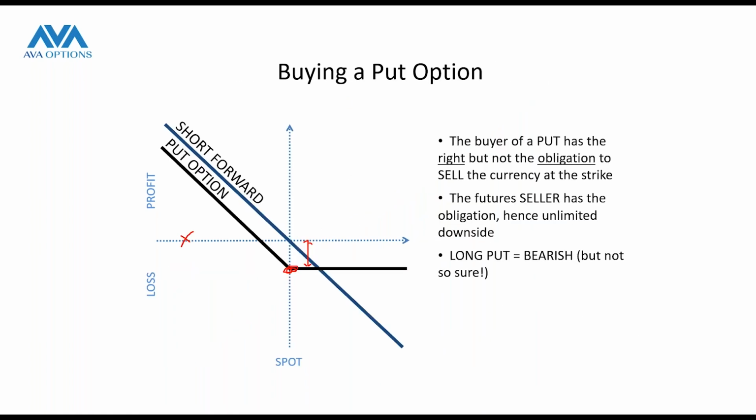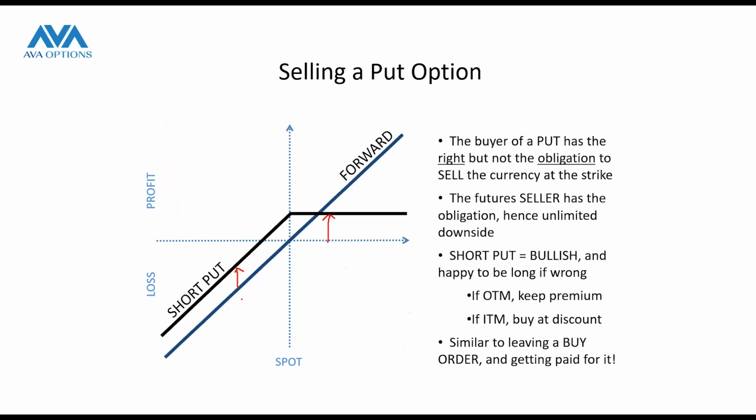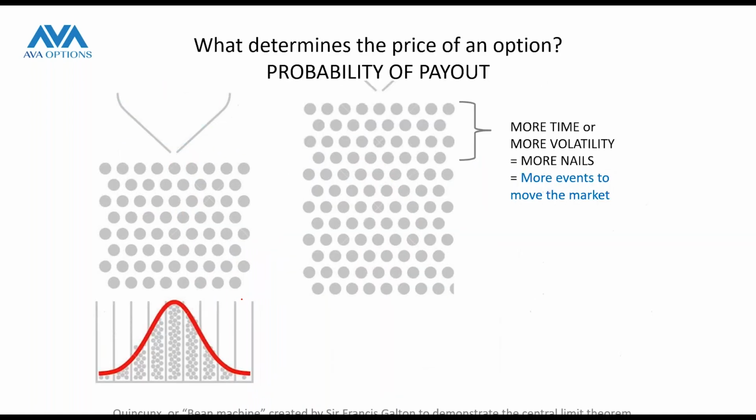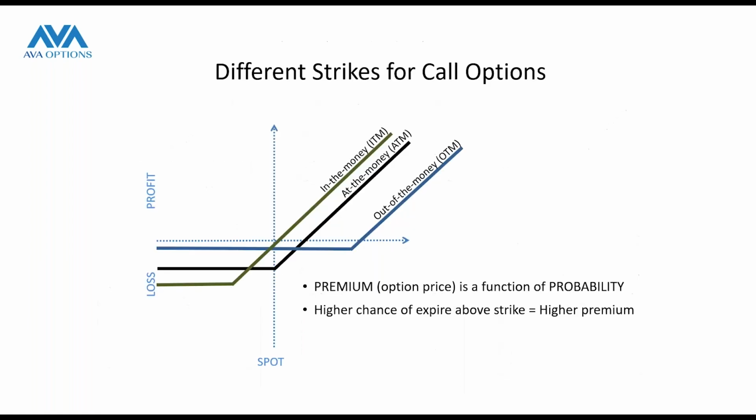And the main reason is this one, the right to sell an option. If you sell an option, you're going to earn income. There's no way to replicate selling options with trading Forex or trading spot. Okay, let me go back to where I was. More time, more volatility, more nails gives you a wider distribution, gives you a greater value to an option.